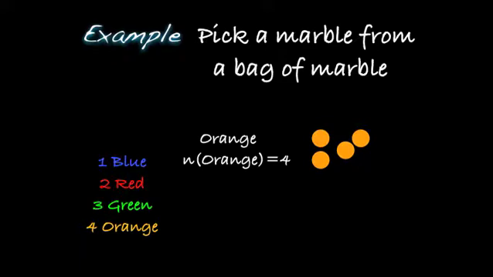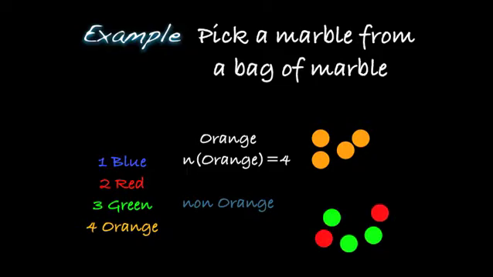The event of picking an orange marble. There are 4 orange marbles in our bag. The complement of orange is not orange. There is 1, 2, 3, 4, 5, 6. There are 6 marbles that are not orange. Notice again, 4 plus 6 is 10, the total number of marbles in our bag.